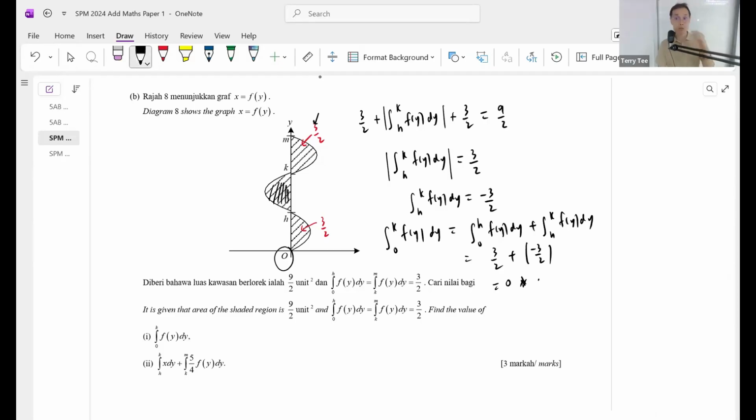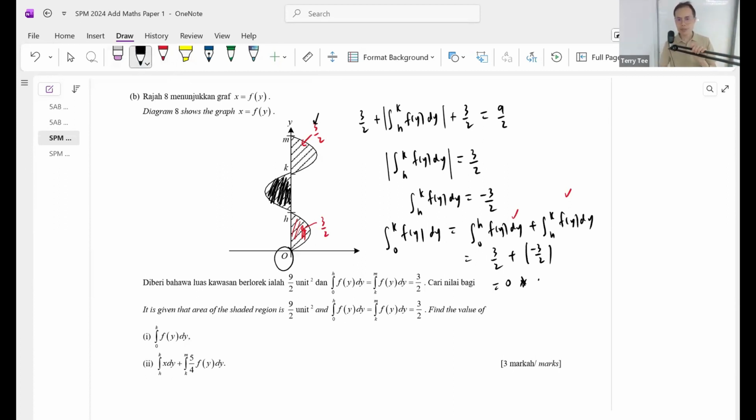And when you open a modulus, by right I should put a plus minus. But here we only take negative. Why? Because this is on the left. When you integrate from 0 to k, we are taking 0 to h plus h to k. These two parts add together. The part 0 to h is positive 3 over 2. The part h to k is negative because it's on the left-hand side. Your total answer is 0.